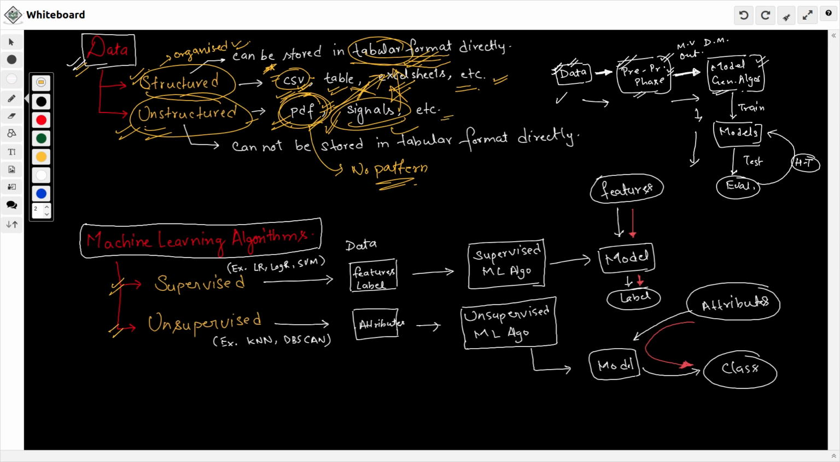But there are ways which you can use to convert any unstructured data into a structured data set. Okay, so the difference that you need to know is that an unstructured data set cannot be directly stored in the form of tables. So this is just a basic introduction of the data that we are going to use in our pre-processing phase itself. Okay, now the next thing that I want to discuss is machine learning algorithms itself.